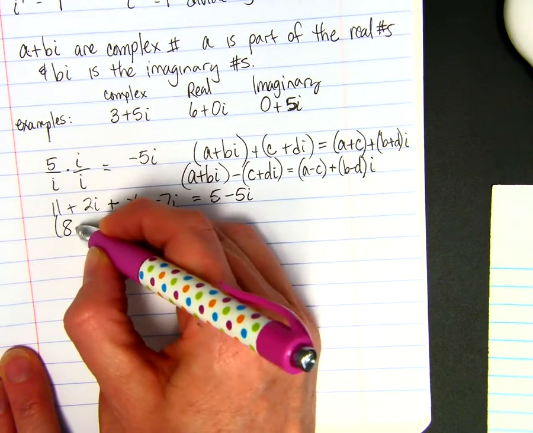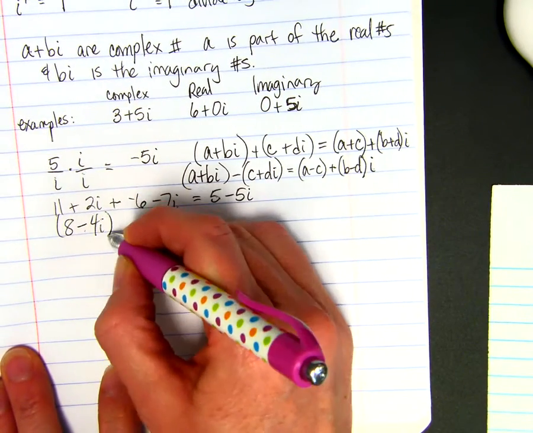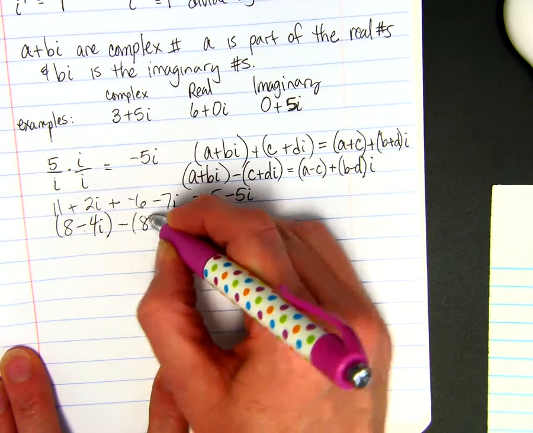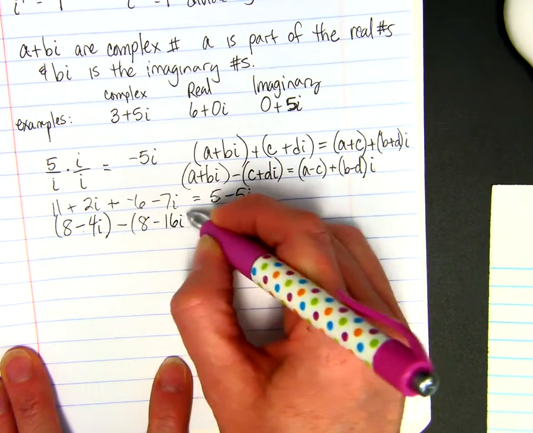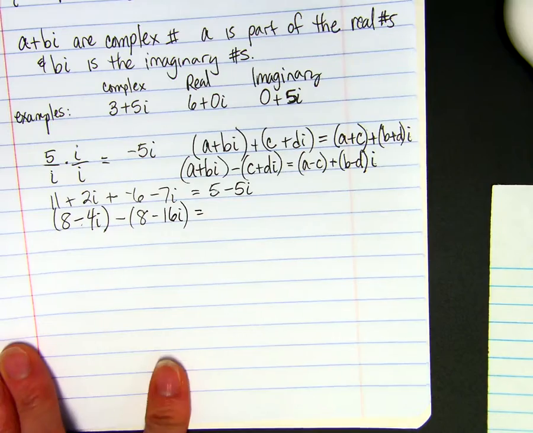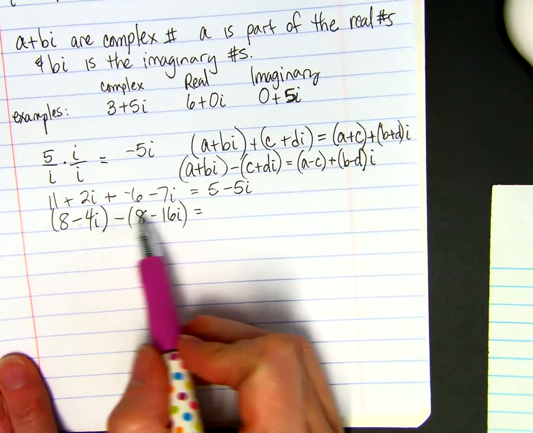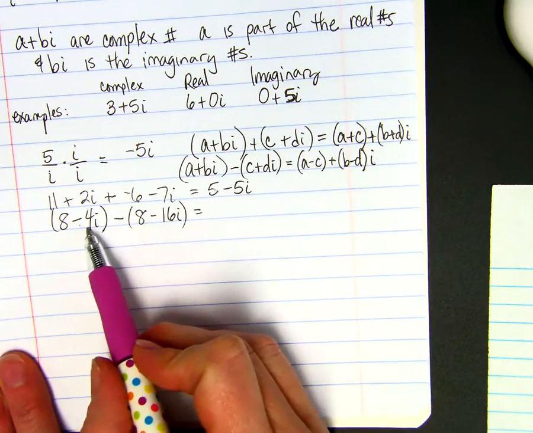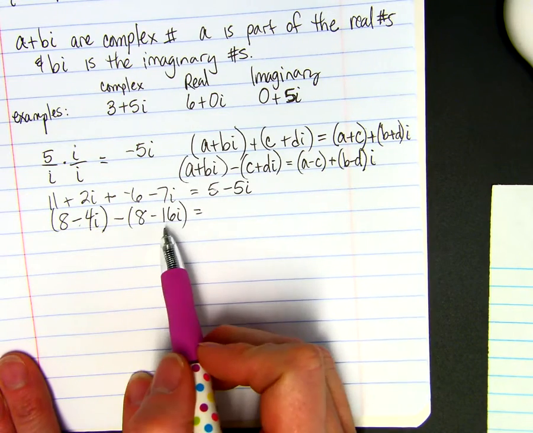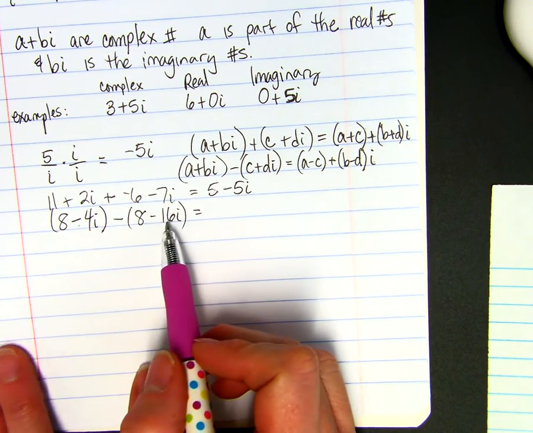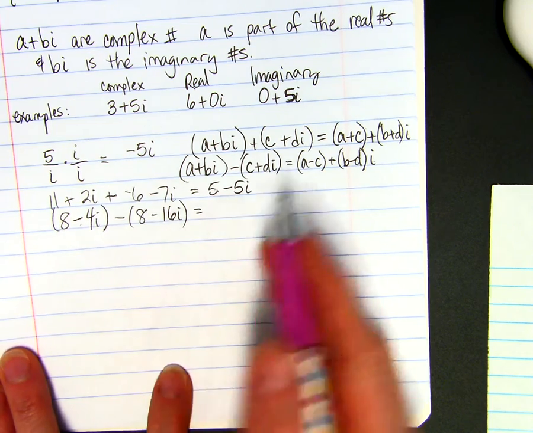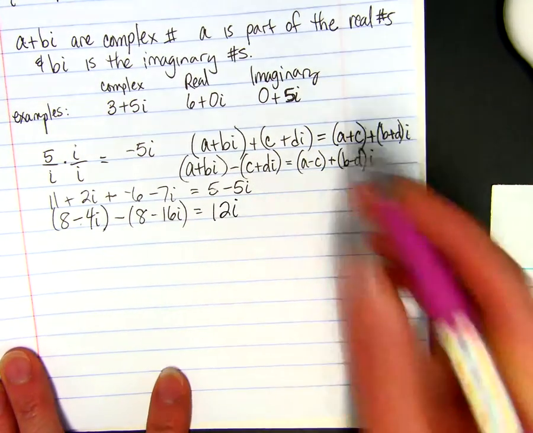Then if we had 8 minus 4i minus 8 minus 16i, you just have to remember to distribute your negative sign. So 8 minus 8 is 0. Negative 4i minus negative 16i is 12i. And that would be the answer.